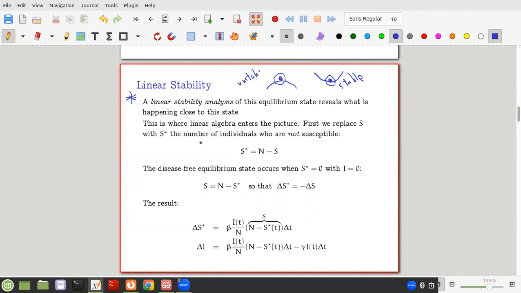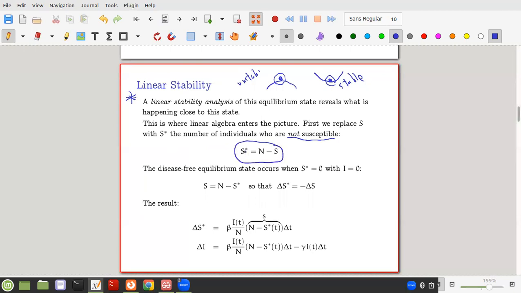Now, a technical thing that we have to do is choose our S star to be the number of individuals who are not susceptible. S is the number that are susceptible. S star is the number that are not susceptible. So if I take N minus S, I'm going to get S star.